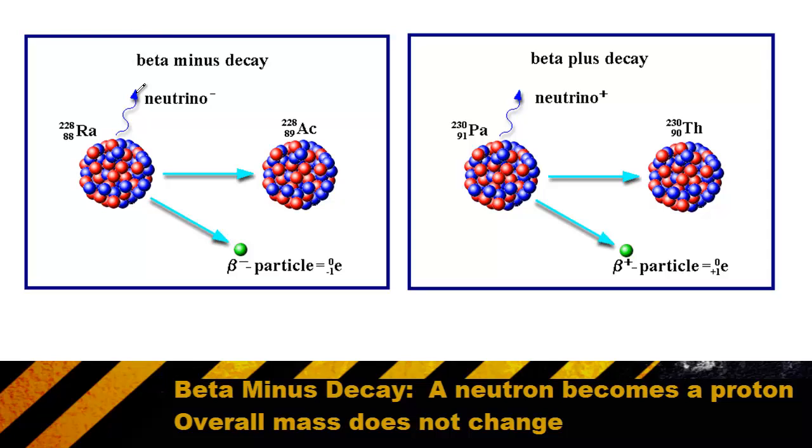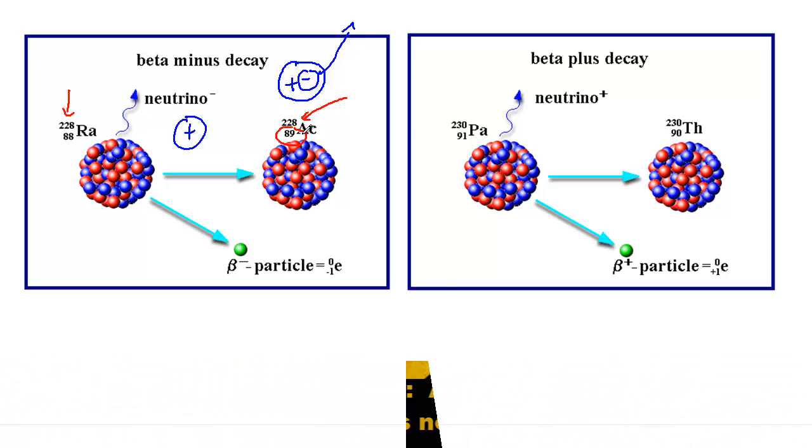In beta minus decay, we start off with a neutron, and you could think of a neutron as having both a positive and negative charge. In beta minus decay, the negative charge actually shoots off, so we lose a negatively charged neutrino. What's left is a positively charged molecule called a proton. So if we look at the total mass before and after beta decay, the total mass hasn't changed. But if we look at the atomic number, that is the number of protons, that number has gone up because a neutron became a proton.